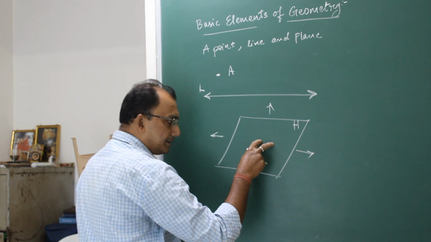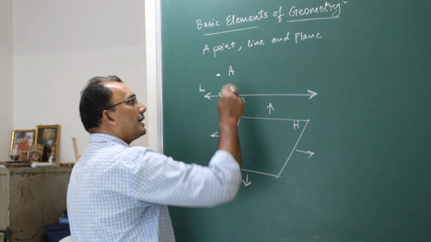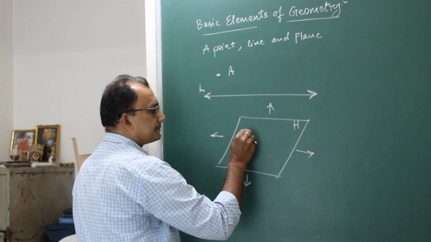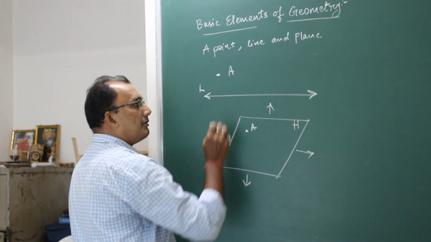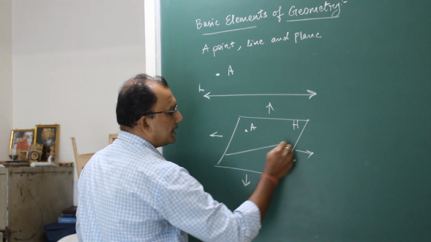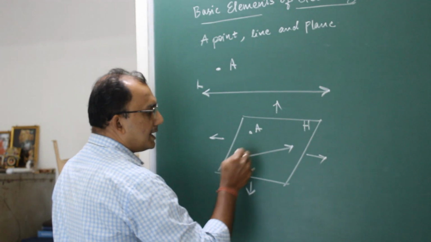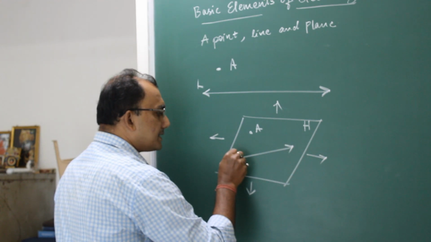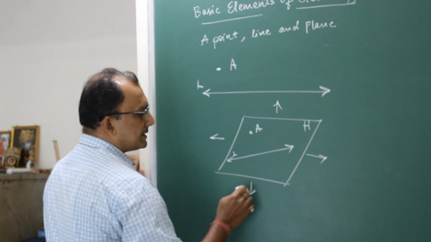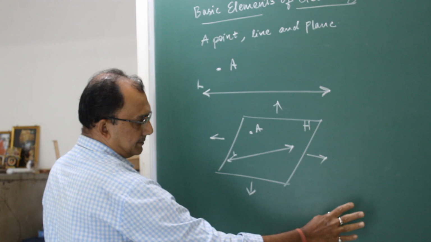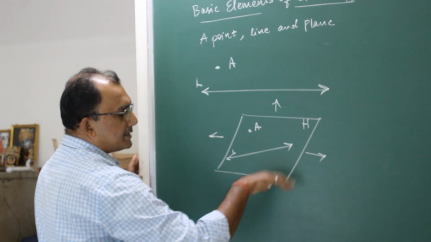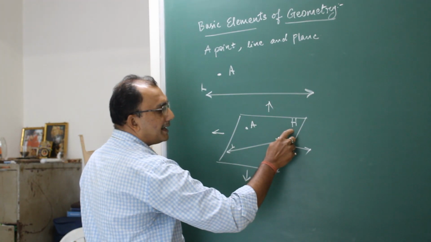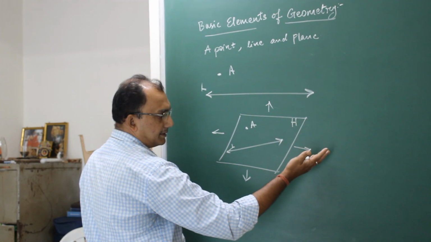So we need a plane, and on this plane we will try to draw a point. If we want to draw a line, we draw a line on it. Like a line which extends on both sides, a plane also extends in all four directions. Plane is to be named. We write plane H, plane P.